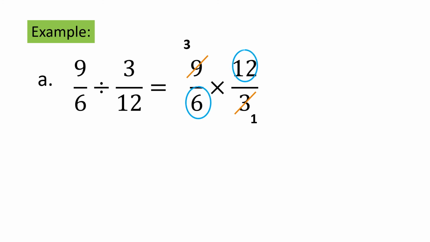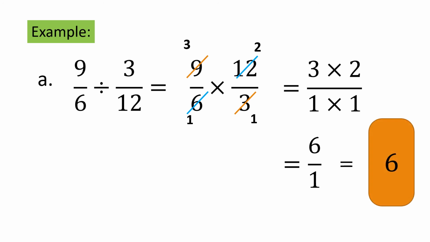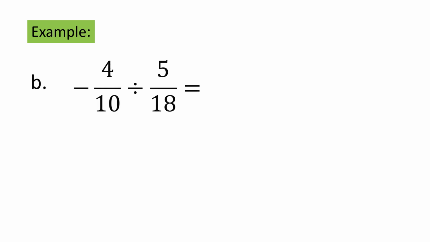Ang 6 at 12 ay may common factor din, which is 6. So, 12 divided by 6 is 2. 6 divided by 6 is 1. So, ang natitira na lamang ay 3 times 2 over 1 times 1. 3 times 2 over 1 times 1 is 6 over 1. Or, that will be equivalent to 6. Another example. Negative 4 over 10 divided by 5 over 18.